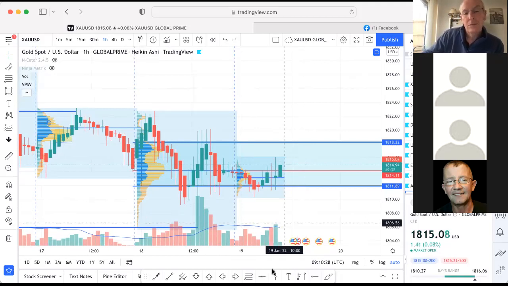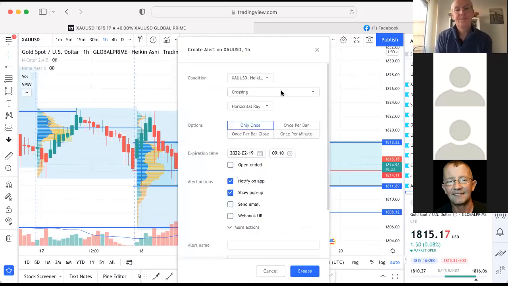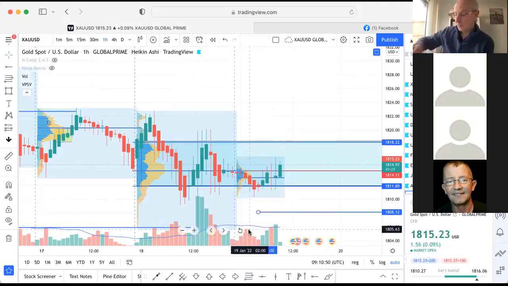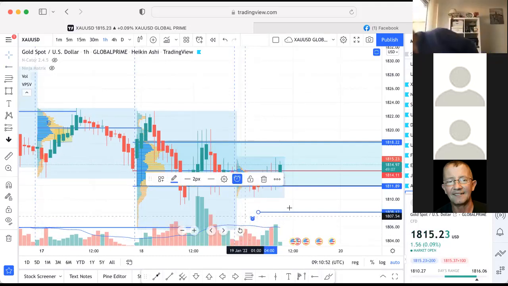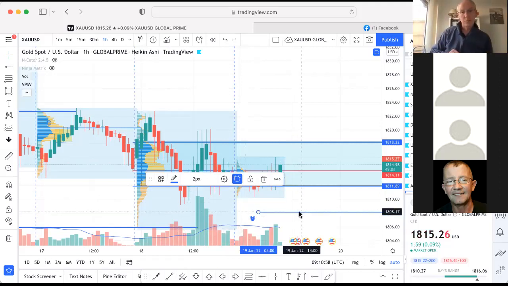If you set a horizontal ray at 1808 and then put an alert on it, I keep calling them alarms, but it's the same thing, I guess. So put an alert on that horizontal ray and tell it to alert you every time it crosses. You can create that, and there we go, there's the alert. And what will happen is when price comes down to this point, instead of a pending order triggering automatically, you can actually watch what's happening with price.